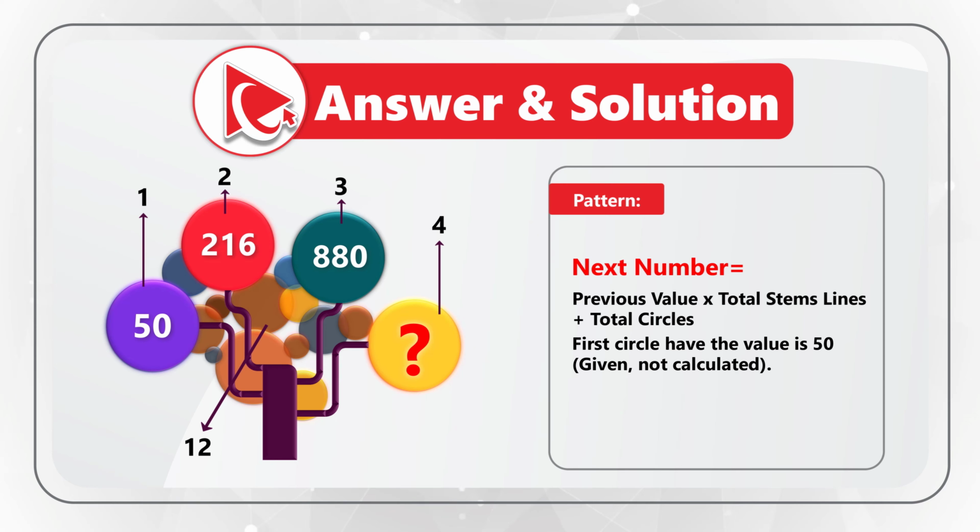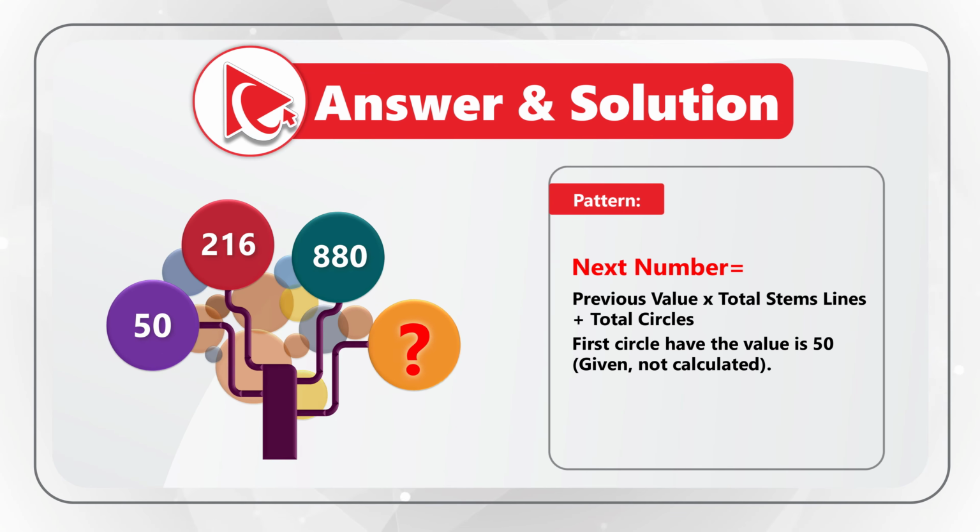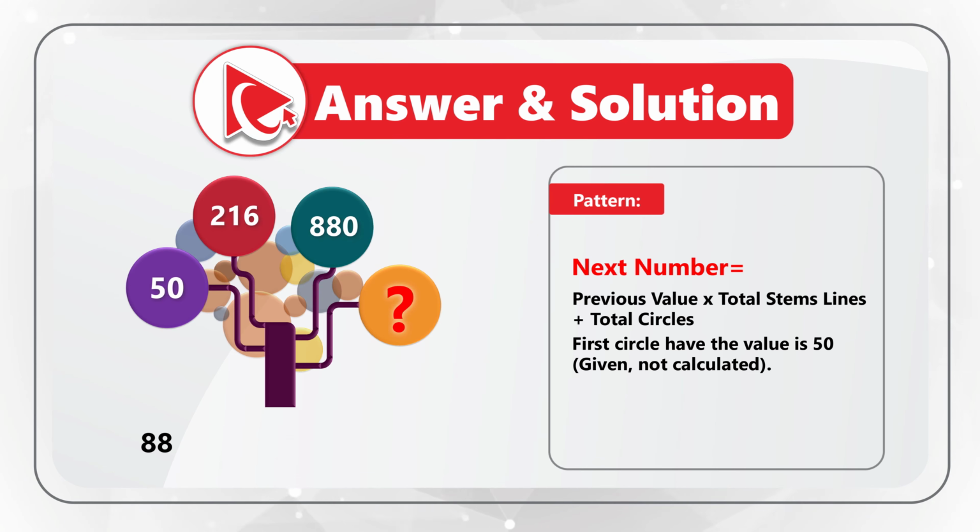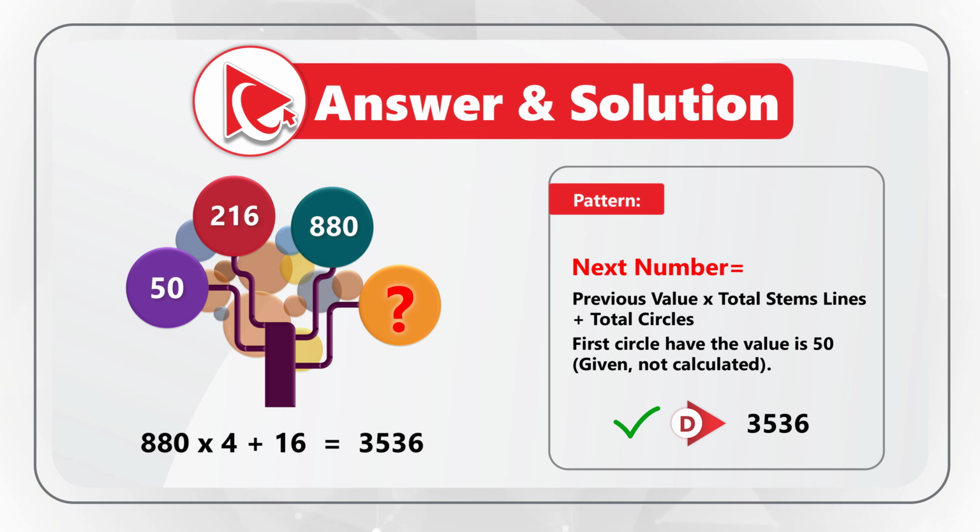Now we have all of this information and we can calculate the missing number. It is calculated as 880 multiplied by 4, then we add 16, and the end result of this is 3,536. So the correct answer here is choice D, 3,536. Hopefully you've nailed this problem and now know how to answer similar problems on the test. But in case you need more challenges like this, please make sure to check out the description for additional resources.